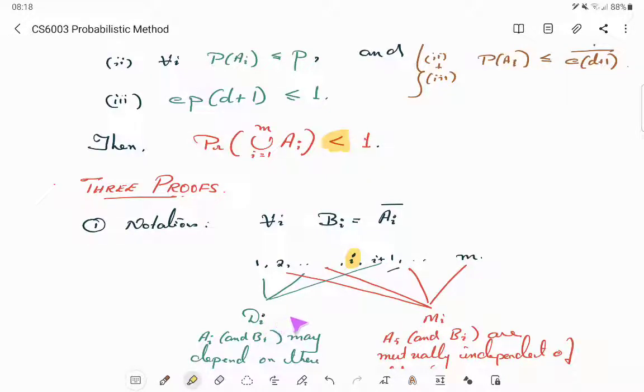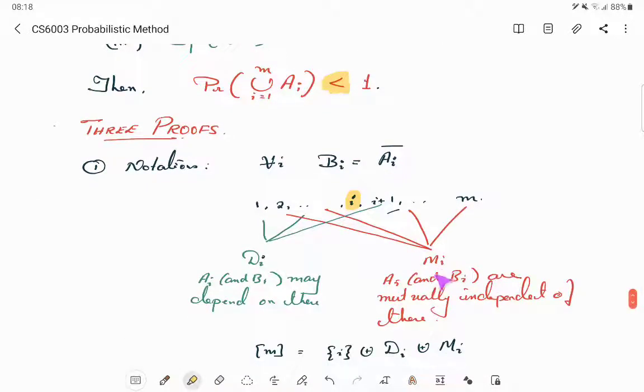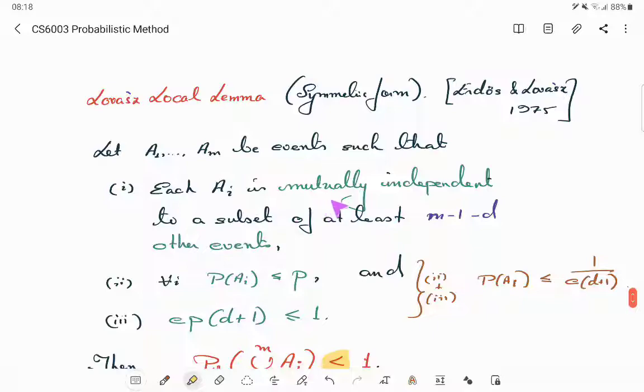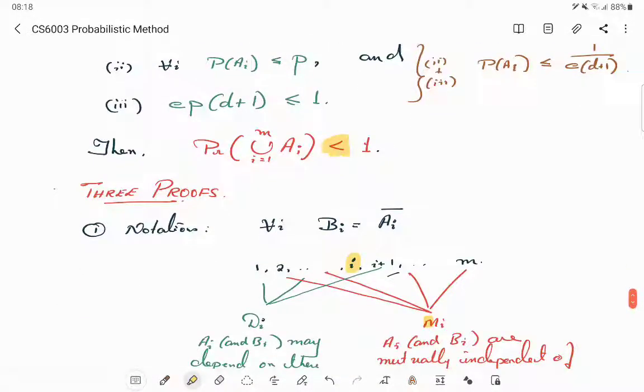So D1 may be different from D2, it may be different from D3 and so on. But what is Di and Mi? You fix an i, okay. The collection of events to which Ai, that single event Ai, is mutually independent, the subscripts of those events, which this lemma guarantees here. It says that it is mutually independent to a subset of at least so many events, right? Those events you take, but then you only read their subscripts. That is what your set Mi is, okay?